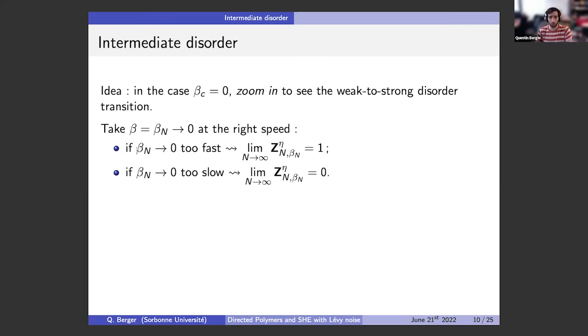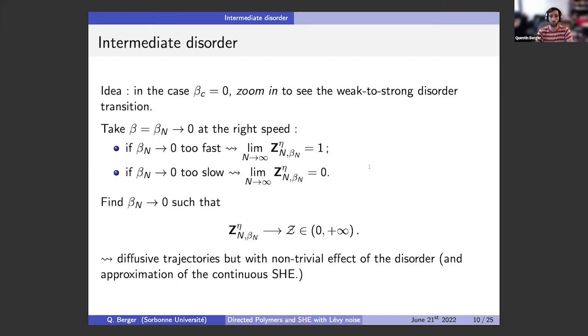You can see that in another way. If beta_n goes to 0 too fast, for instance if you take beta equals 0, the partition function equals 1. So if you take beta going to 0 very, very fast, the partition function always converges to 1. And if beta_n goes to 0 too slowly, for instance if you take beta strictly positive, then the limit of the partition function is equal to 0. So finding the correct scale means finding beta_n going to 0 such that this sequence of random variables converges to some non-trivial random variable, which is neither 0 nor 1.